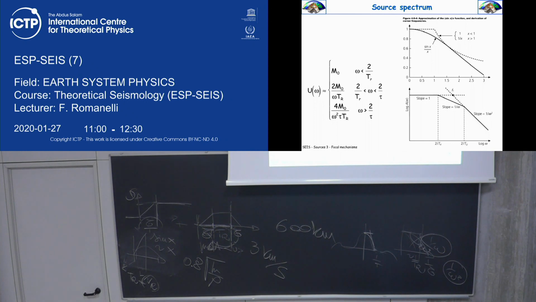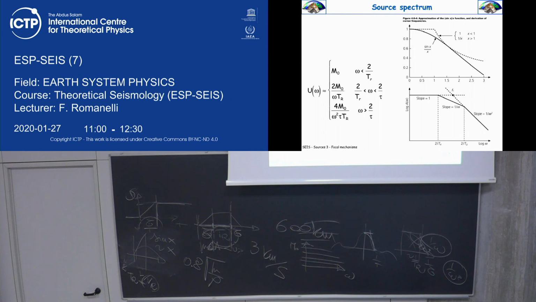Now, why is it important? Because it's telling us that the source spectrum is not flat. You know what? Let's imagine it would be nice. No, it would not be. But let's imagine that the lines related to the source spectrum are just flat lines. Small earthquake, larger, okay? Just flat lines. We just need to multiply in the frequency domain by M0, and we're done. Well, that's not the case.